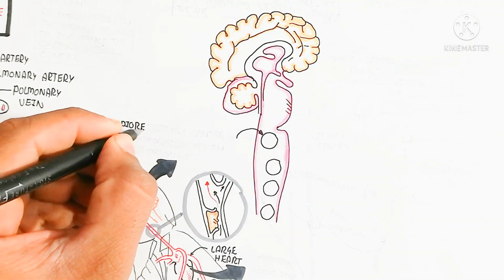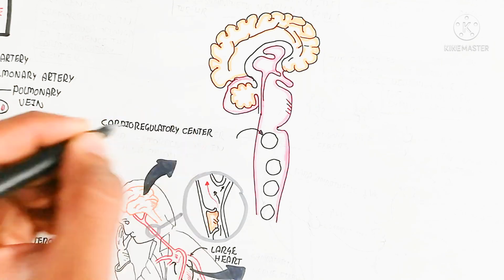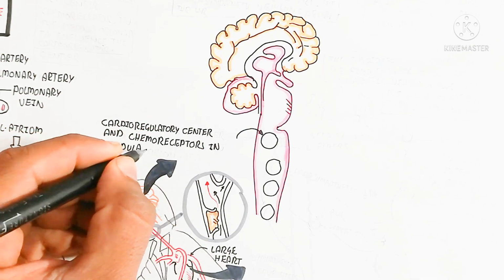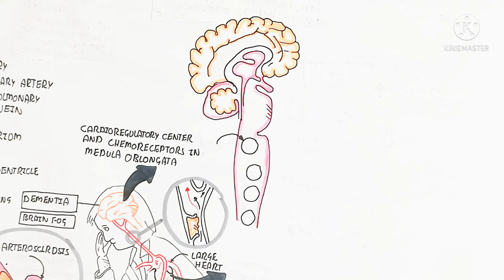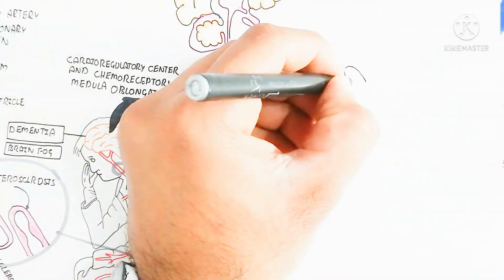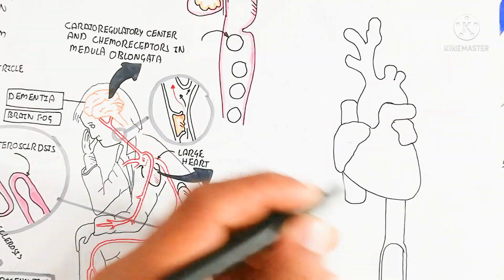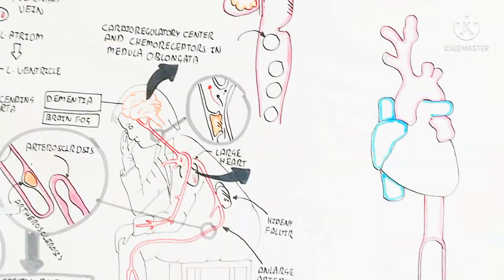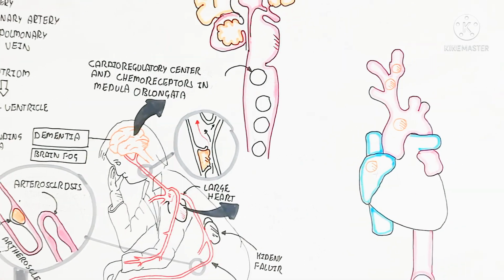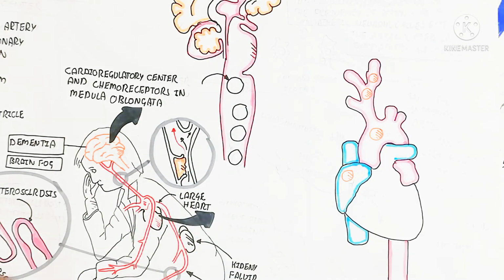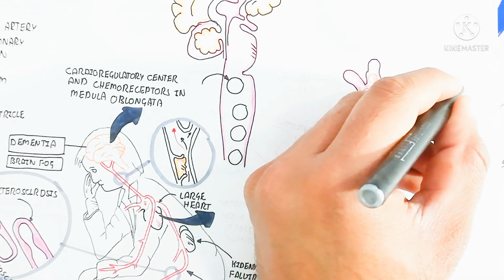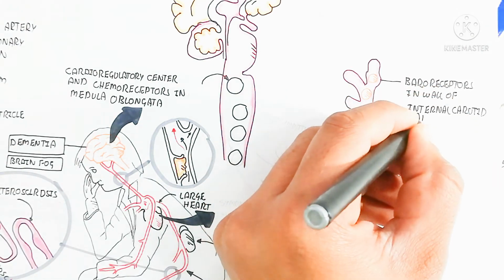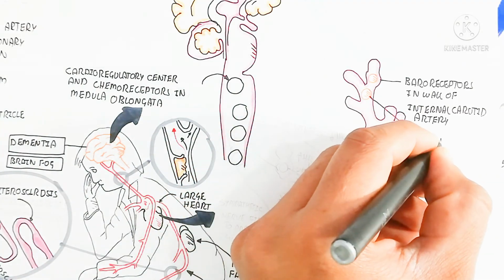So this is the brain and it contains the brain stem. This brain stem contains the medulla oblongata. Above this medulla oblongata is the pons. Medulla oblongata contains a nucleus, this center, known as the cardioregulatory center, and chemoreceptors in the medulla oblongata. Why are chemoreceptors present? Because of carbon dioxide and oxygen detection. If the carbon dioxide is more, the beating of the heart will be more for the expelling of the carbon dioxide. So during exercise, the sympathetic nervous system will be activated.